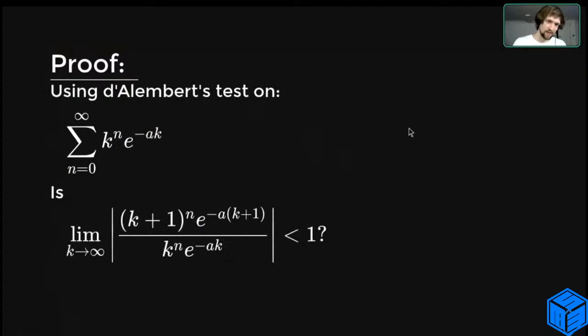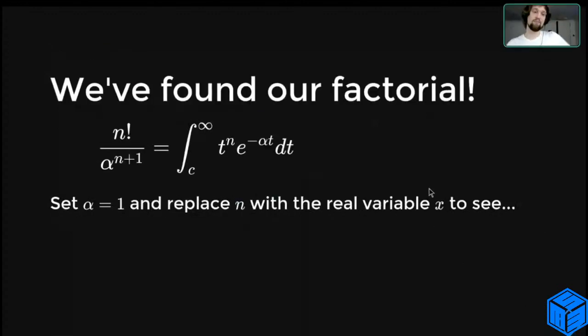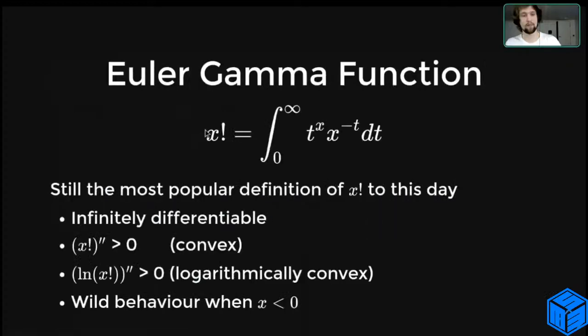And so we use D'Alembert's test on the sum. We see if this ratio of its k plus 1th term divided by the kth term is less than 1. You go through the algebra, you see e to the negative a, which is less than 1 because a is positive. Now, that is a lot. That is a whole heck of a lot. But we found our factorial. Set alpha equal to 1, the denominator disappears, and just replace n with a real variable x. And we get something meaningful now. We get an integral, although an improper integral, that goes to infinity, represents x factorial across its entire domain.